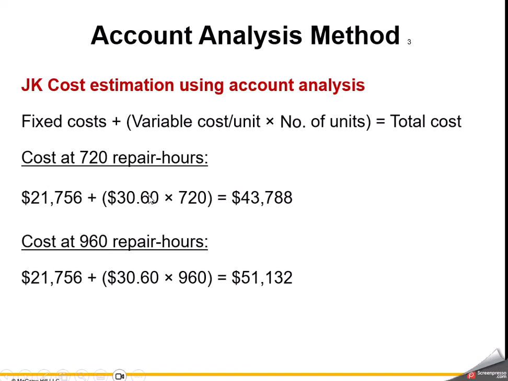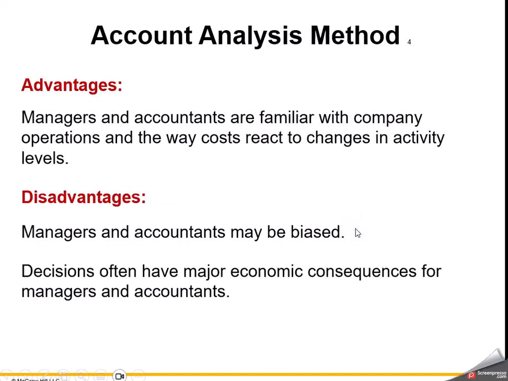Then we can use that estimate at the 720 repair hours to estimate what it would be at 960. The fixed costs don't change, but the variable costs increase at that amount, the $30.60 per repair hour. So then we can analyze and predict what we expect the cost to be at any production level. The advantage of it is that we're familiar with the company. We feel confident that we know how costs react to changes in that activity.